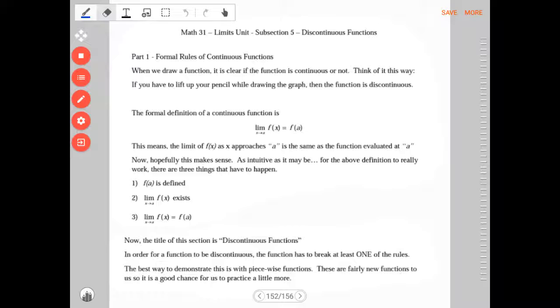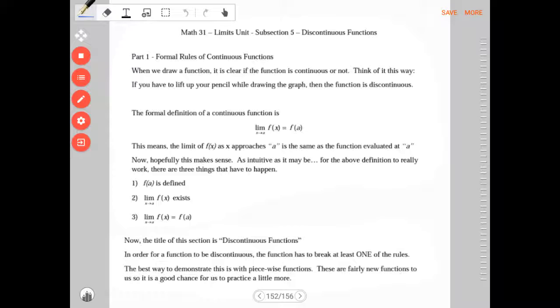When we draw a function, it's clear if the function is continuous or not. Think of it this way: if you have to lift up your pencil while drawing the graph, the function is discontinuous. The formal definition of a continuous function is the limit as x approaches a of f of x equals f of a. What this means is that the limit of f of x as x approaches a is the same as the function evaluated at a.